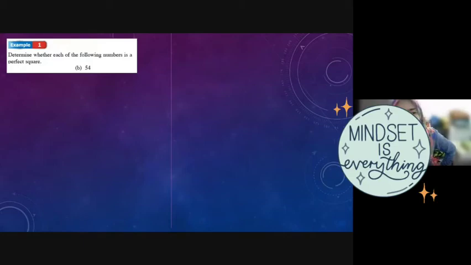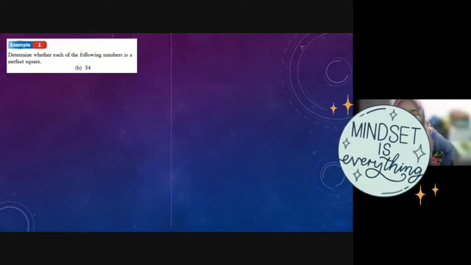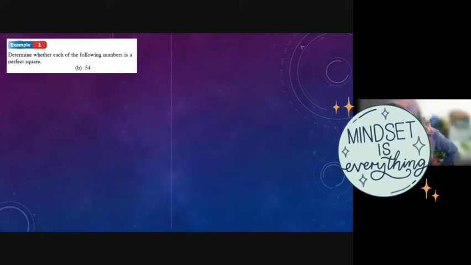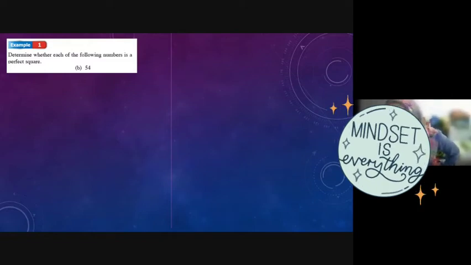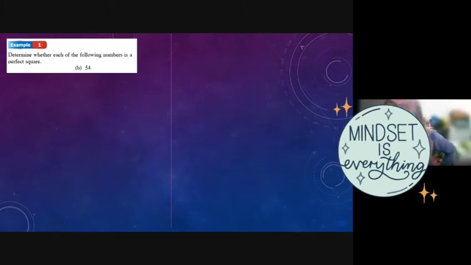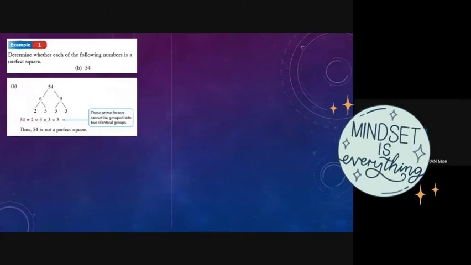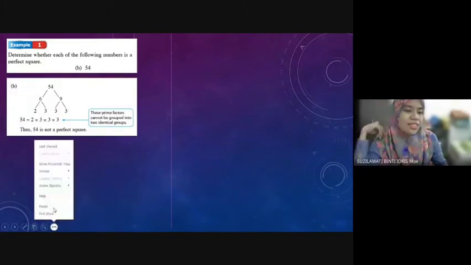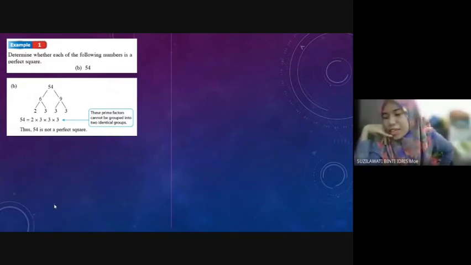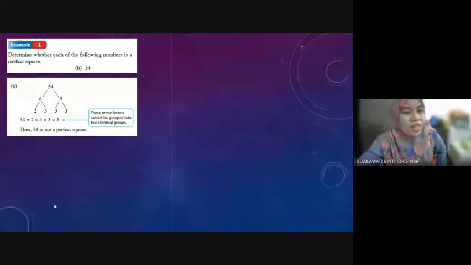Now determine whether 54 is a perfect square. Write in chat. Yes or no? Is 54 a perfect square? Alright, everybody answer no in chat. Very good. 54 is not a perfect square.